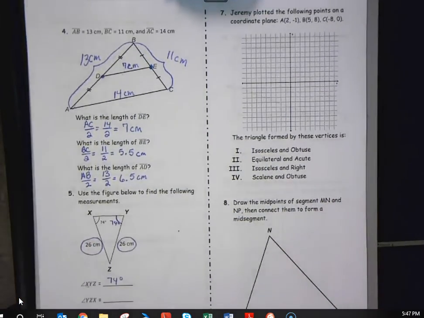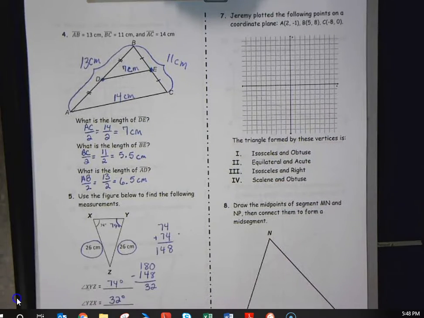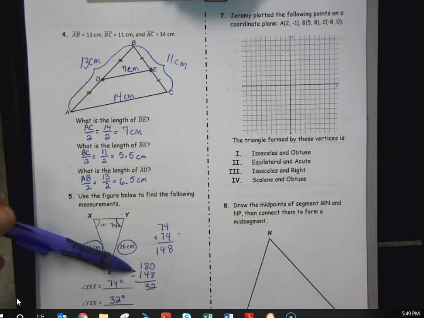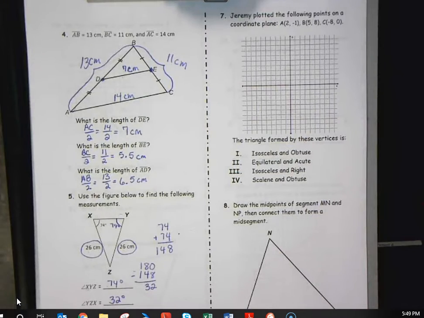But we do need to find the last angle here. How do we find the last angle? Go ahead and pause your video and see if you can figure it out. Now, I really hope every single one of you came up with 32 degrees, because that's what angle x, z, y, or y, z, x is. What we did is we added 74 and 74, because that's what our base angles are, and then we subtracted 148 from 180, and we got 32.